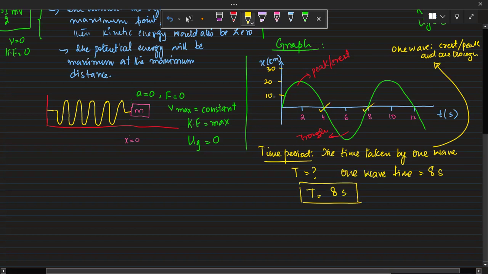Now, if I ask you to find the frequency, so frequency is, if I have the time of one wave, I am going to take 1 upon capital T. So 1 is the number of waves that I have selected, and time period is 8. So therefore, it should be 0.125, yeah, 0.125.